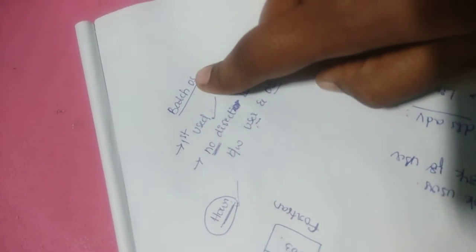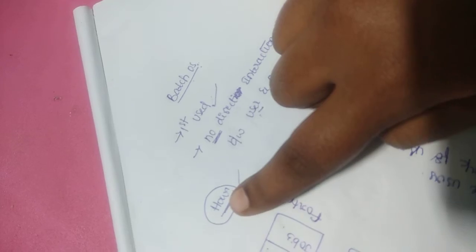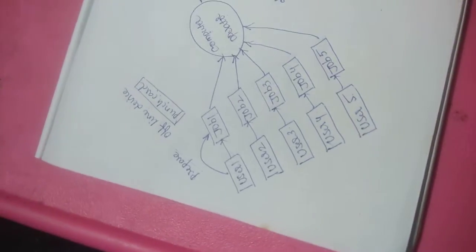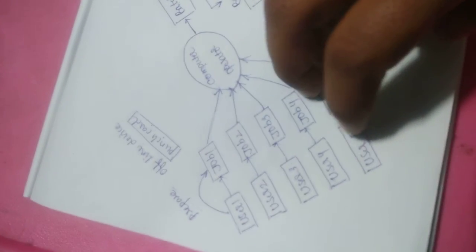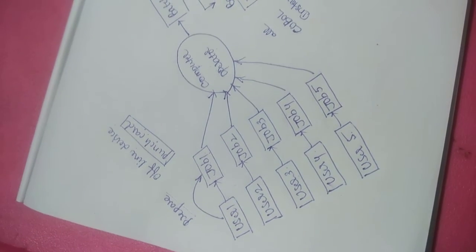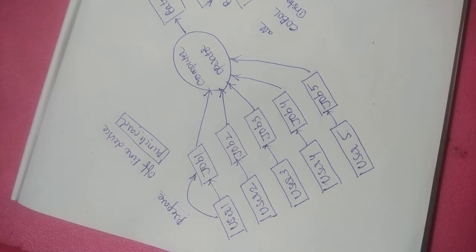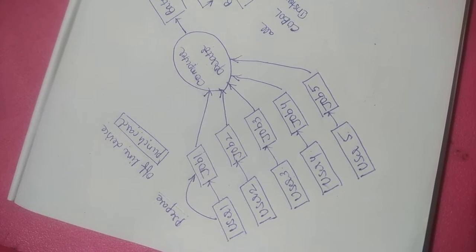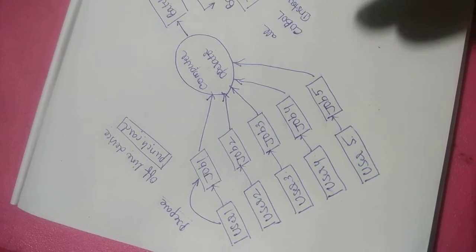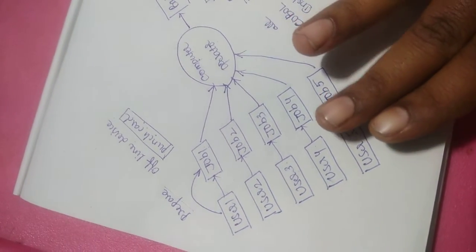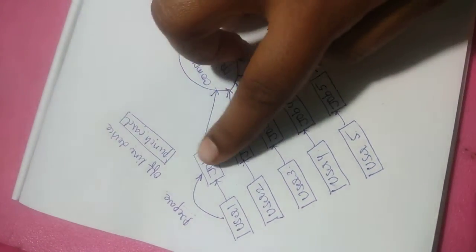Now, how does the batch operating system work? We will see with the diagram here. There are multiple users: user 1, user 2, user 3, user 4 and user 5. In batch operating system, multiple users will participate, not a single user. Each user wants to execute some jobs.